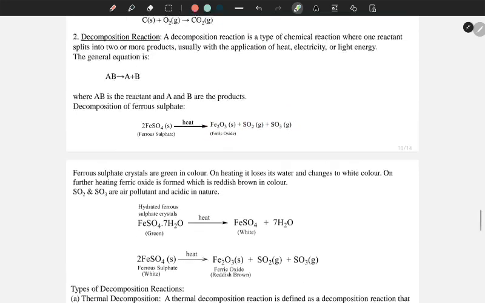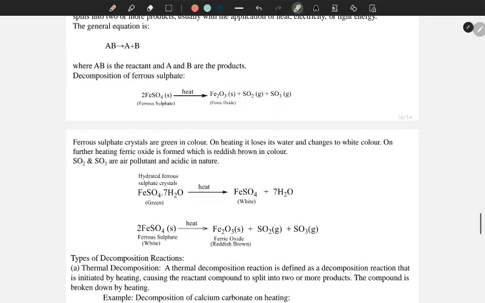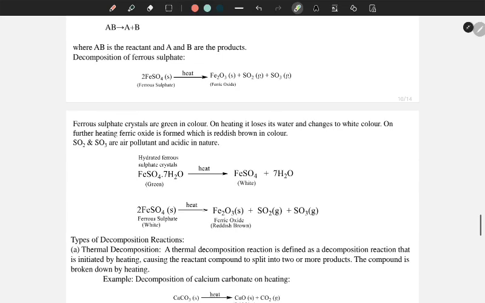So here we apply heat to break the FeSO4 bond. When we apply heat, it breaks into ferric oxide, sulfur dioxide gas and sulfur trioxide gas. Here we can see a color change is also taking place. Ferrous sulfate crystals are green in color. On heating, it loses its water and changes to white color. On further heating, ferric oxide is formed, which is reddish brown in color.